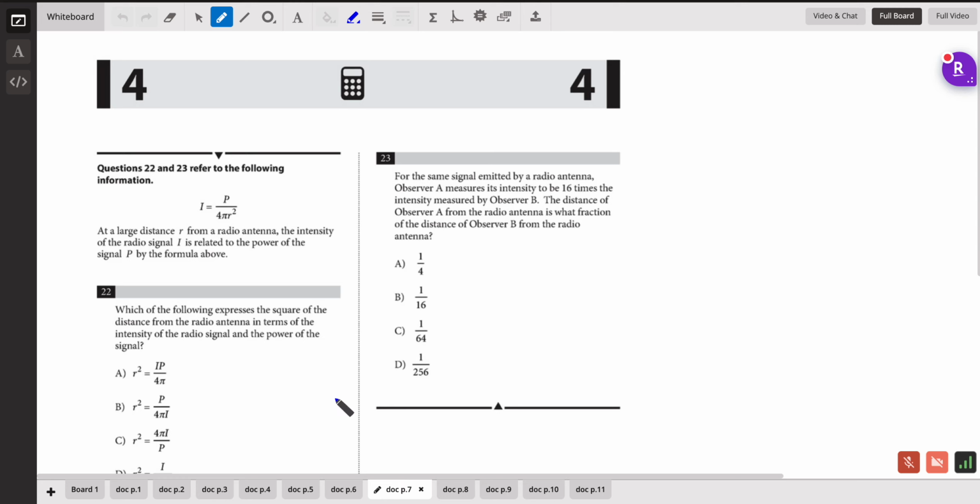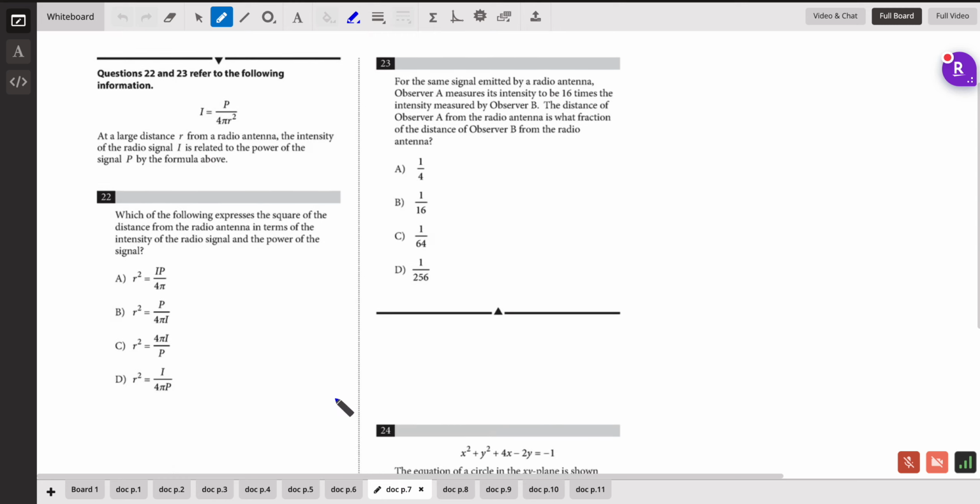Okay, number 22. We have an equation here, and we have to get the r squared isolated. So what we're going to do is multiply. I want to get this whole denominator out of here. So I'm going to multiply both sides by pi r squared. I'm sorry, there's a 4 in there too, 4 pi r squared.